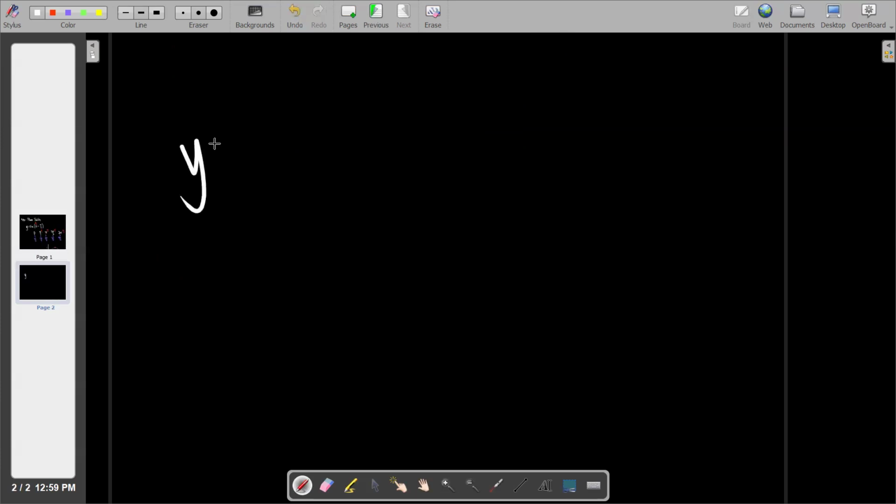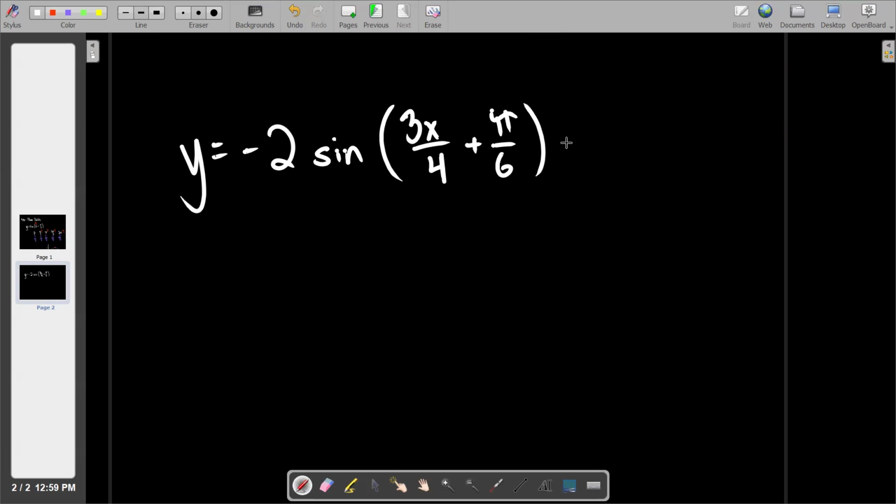y equals -2 times the sine of 3x over 4 plus pi over 6, plus 5. So this is the top of the mountain. When we first started graphing trig curves 2 or 3 weeks ago, I made reference to this, and this is the thing to which I made reference. This is all of the transformations. There's a flip, there's an amplitude stretch, there's a period change, there's a horizontal shift, and there's a midline adjustment. So this is just everything.